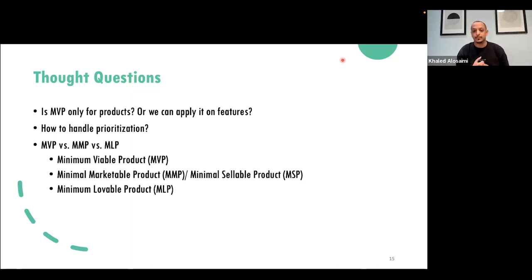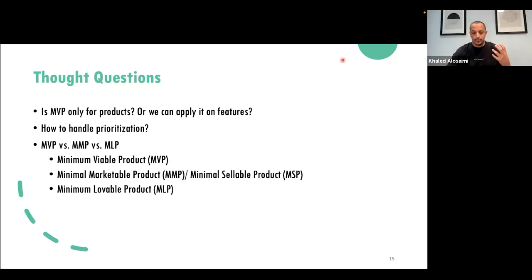For example, if it's not affecting the conversion, the whole hypothesis that you built, then you might just say, at this stage, I'll just make it plain text. It's not wrong, because it's not the main focus of what you're trying to test. You're trying to test your hypothesis. So whatever is outside your hypothesis can be an MVP. There's no need to build something that fancy.